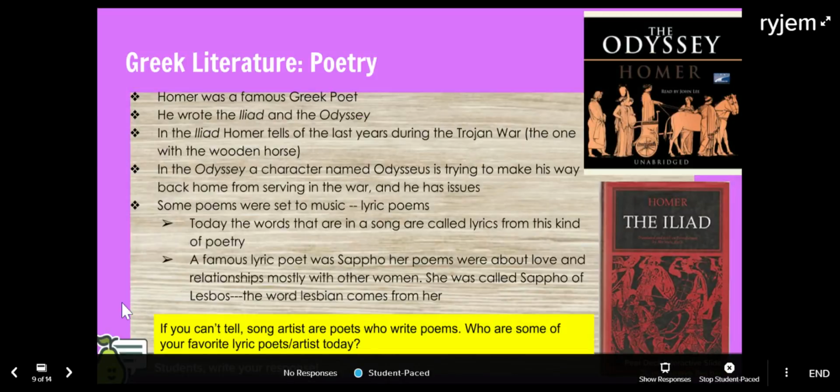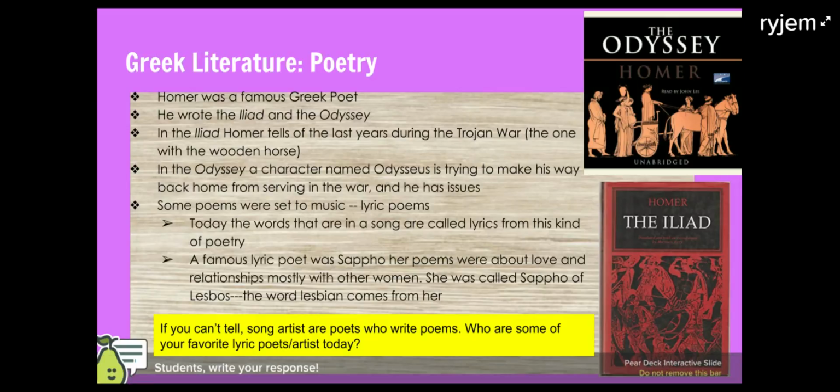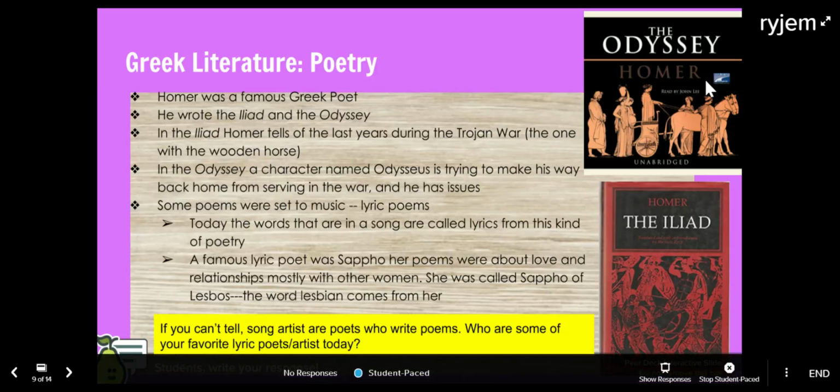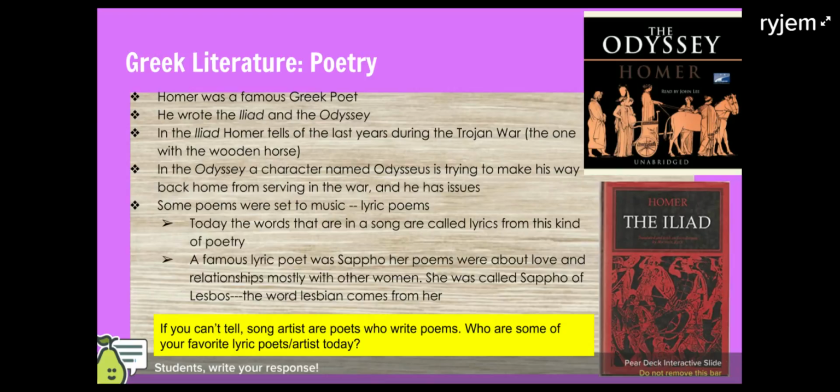The first one is poetry. So one of the most famous poets of the Greek time period is a man by the name of Homer, not the guy from the Simpsons TV show Homer, but his name's Homer, and he wrote the Iliad down here and the Odyssey at the top. And in the Iliad, Homer tells of the last years during the Trojan War. That's the war about the wooden horse. So maybe you remember that from a couple of weeks ago when we talked about the Minoans and the Trojans. Okay, that Trojan War, the one with the big wooden horse that was used to get into the city of Troy. Homer talks about that in the Iliad.